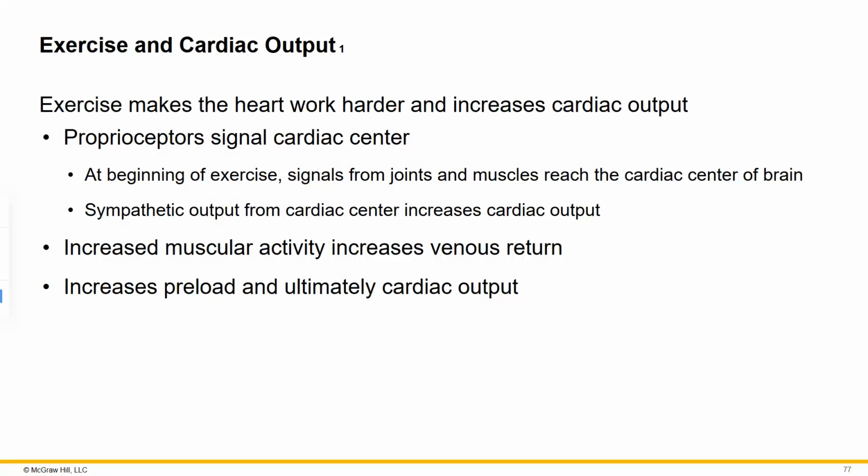Exercise and cardiac output. Exercise makes the heart work harder and increases cardiac output. Proprioceptors signal the cardiac center. At the beginning of exercise, signals from the joints and muscles reach the cardiac center of the brain. Sympathetic output from the cardiac center increases cardiac output. Increased muscular activity increases venous return and increases preload, and ultimately cardiac output.